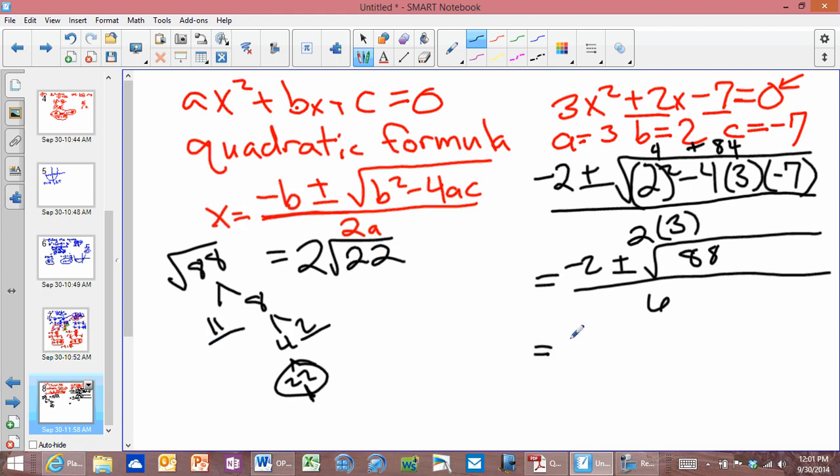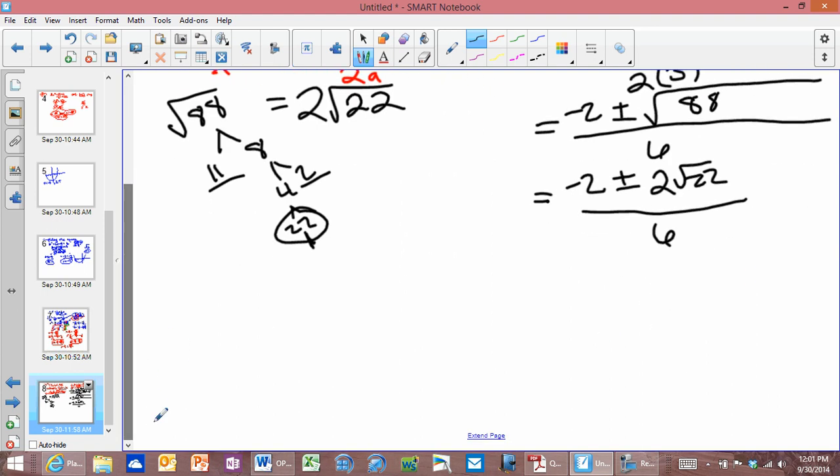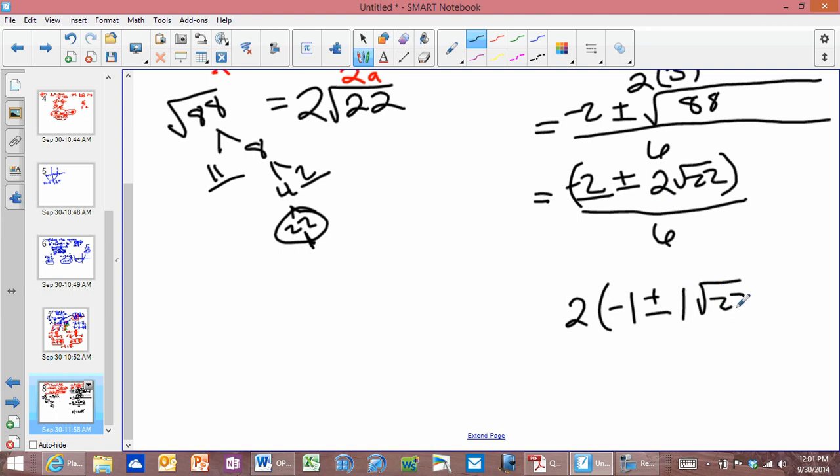So I rewrite negative 2 plus minus 2 square root 22 all over 6. I have to keep simplifying. In order to keep simplifying, I'm going to pull my greatest common factor out of the numerator. So I have a 2 out front. What's negative 2 divided by 2? Negative 1. Then I have plus minus. Do not forget to write ones. Then I have 1 square root 22.